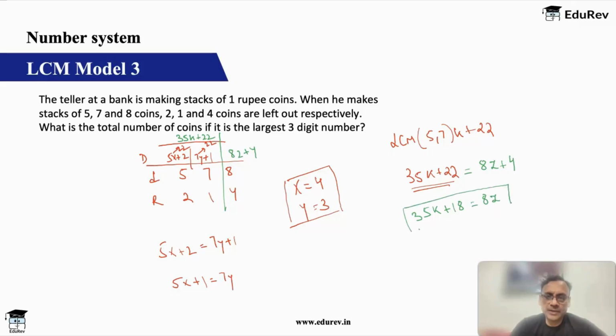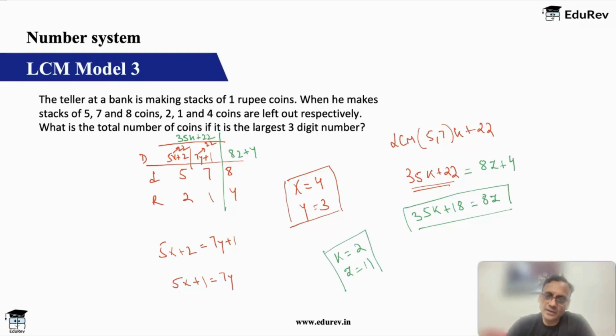Okay, remember here k can be 0 also. So starting with k is equal to 0, we try and find integral solution of k and z. So if k is 0, 18 is equal to 8z, which is not possible. If k is 1, we will get 35 plus 18, that is 53 is equal to 8z, not possible. If k is equal to 2, you get 70 plus 18, 88 is equal to 8z, which is possible. It will be 8 into 11. So at k is equal to 2, you get z is equal to 11.